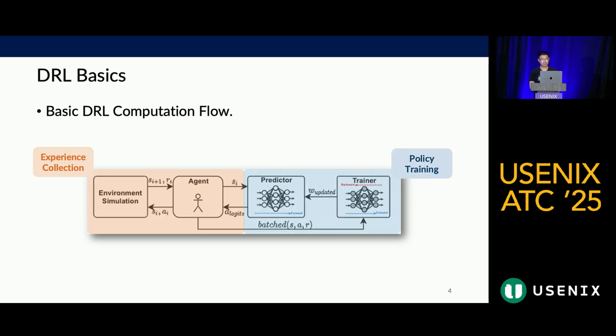And for each agent, they have two processes. Basically, they want to interact with the environment through prediction, which means what kind of action it will take. And also, it will gradually improve itself based on what kind of experience it has. We call it the training. Therefore, we have the policy training on the right-hand side.